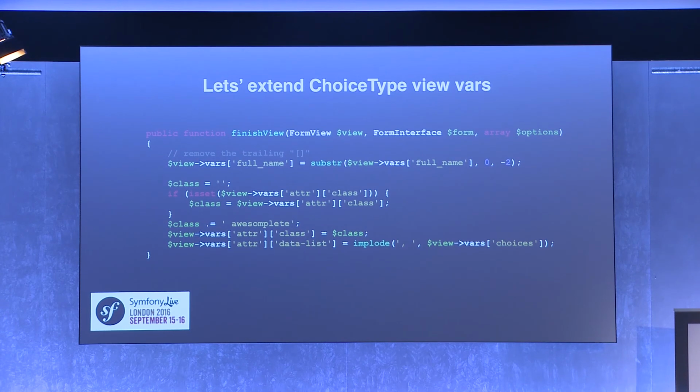So you see an example of how this finish view method can be useful, to override the finish view of the choice type. And so we just use the vars on the view to add the class and the data list. The view vars choices is defined as the choice type, so we just get it by inheritance, and we can implode it. So just as simple as that. No need for form theme. And it's done. Thank you.